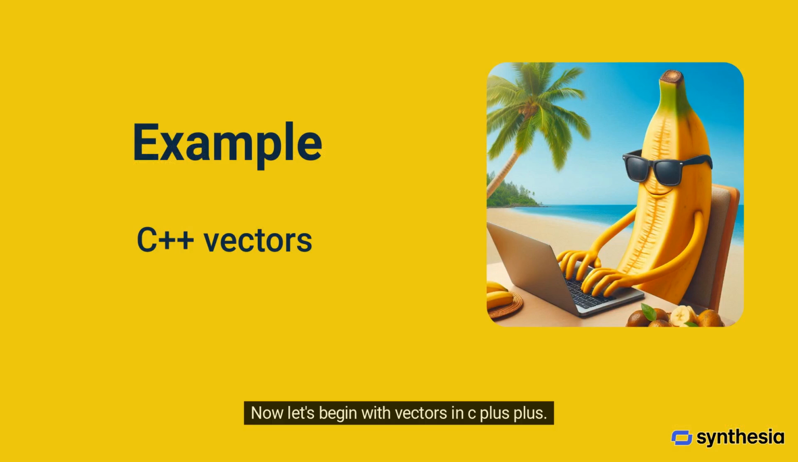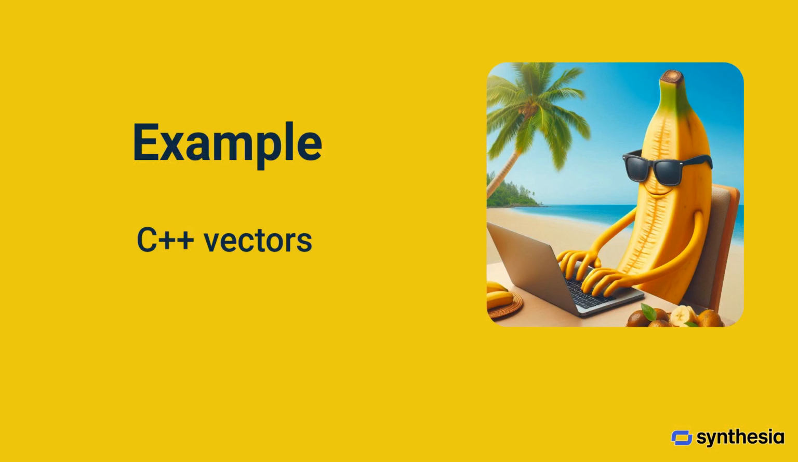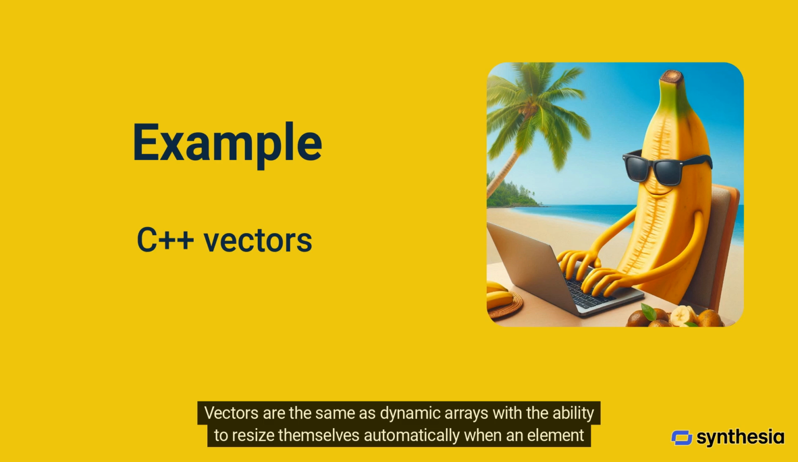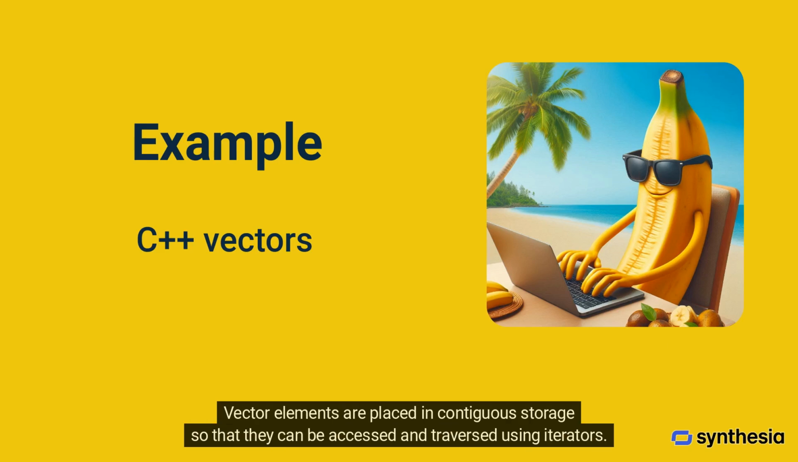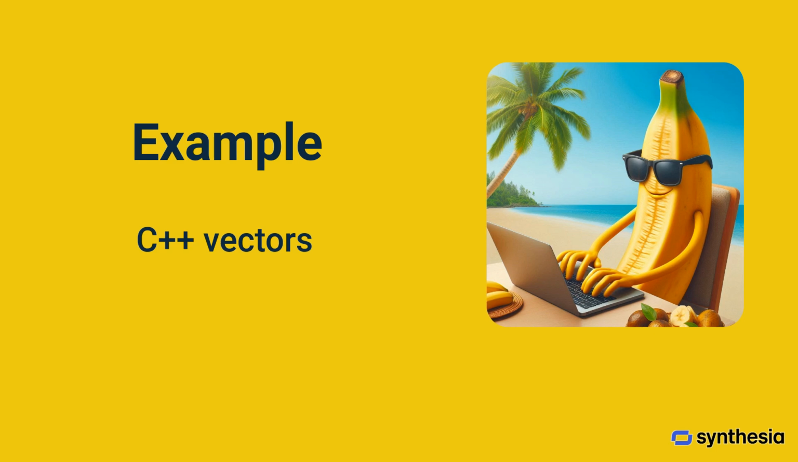Now let's begin with vectors in C++. Vectors are the same as dynamic arrays with the ability to resize themselves automatically when an element is inserted or deleted, with their storage being handled automatically by the container. Vector elements are placed in contiguous storage so that they can be accessed and traversed using iterators. Now let's begin with an example.